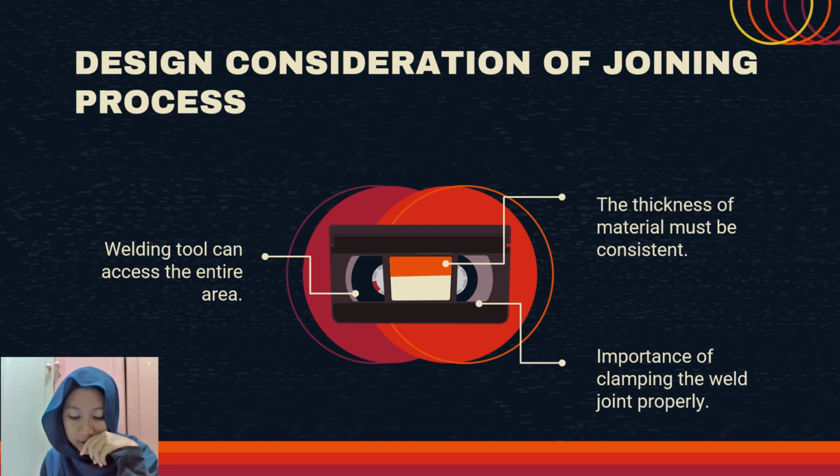That is because the transmission is slow and the thickness is increased. The laser lag that reaches the joint will decrease. So that's why the thickness of material must be consistent. The third one is the importance of clamping the weld joint properly. This is to prevent the welding that has been done on the metal from not being done accurately. I mean, in order to weld accurately, it's important to clamp the weld joint properly also.